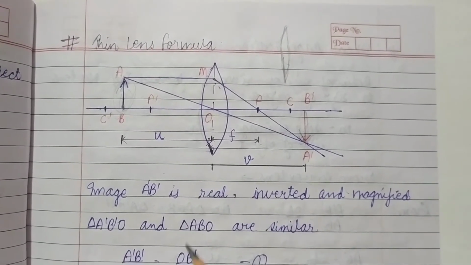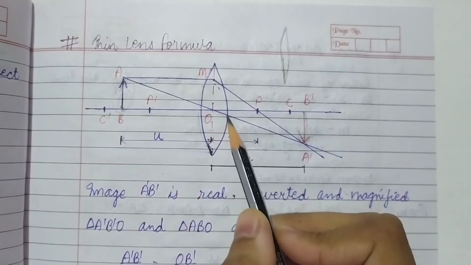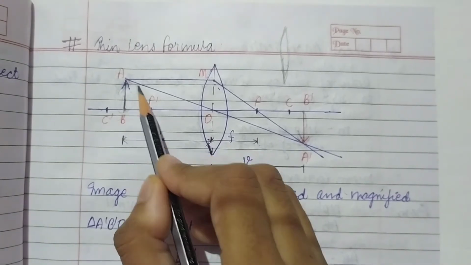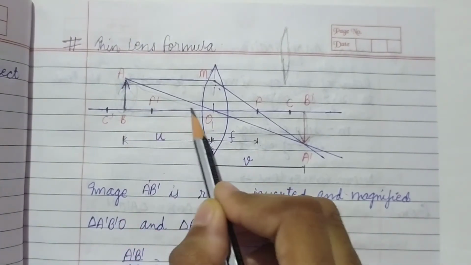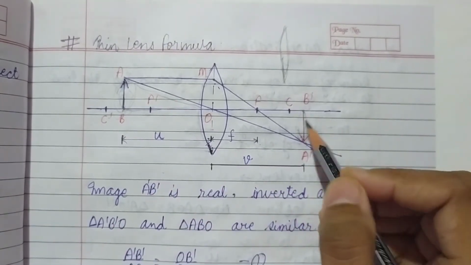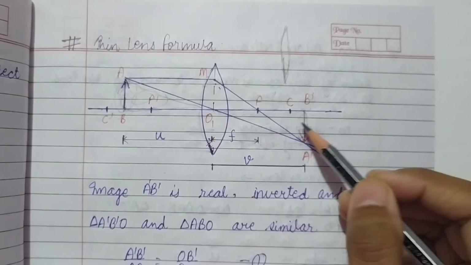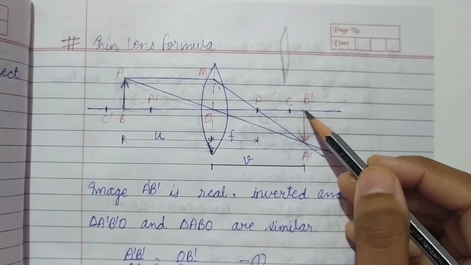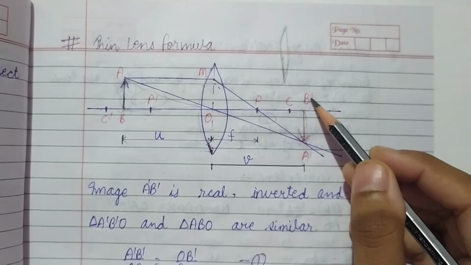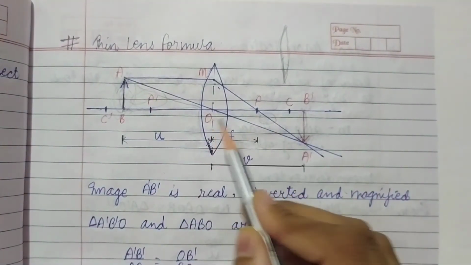Now let us see from the triangle A dash B dash O. First we have to consider this triangle A dash B dash O, and on this side the triangle ABO. As you can see, these two triangles are similar. From two similar triangles, can we say that the ratio of their sides are equal? Like A dash B dash upon AB is equal to OB dash.